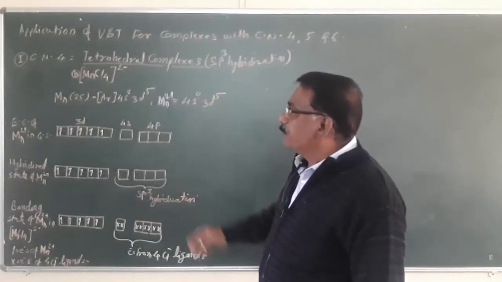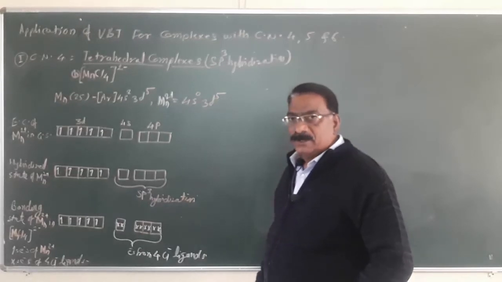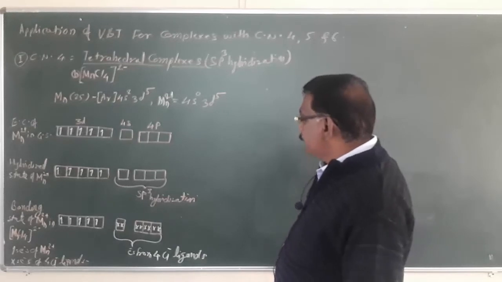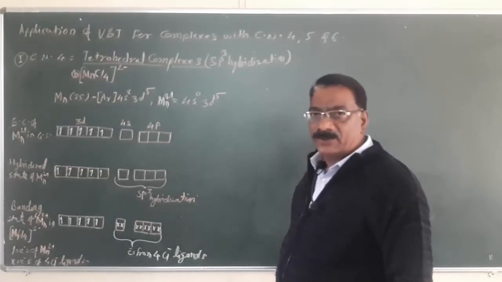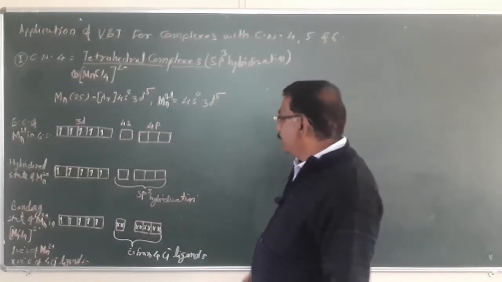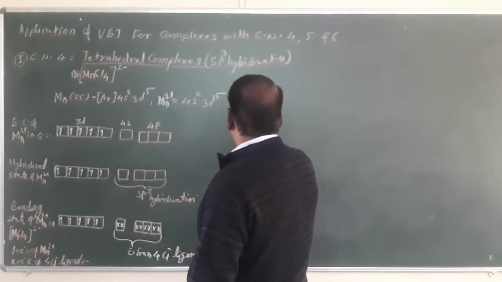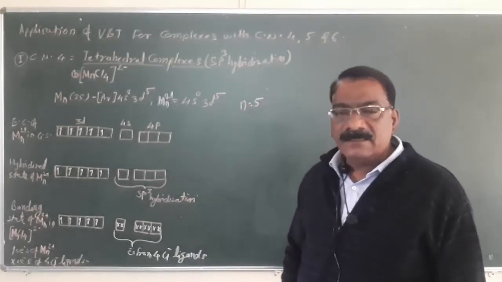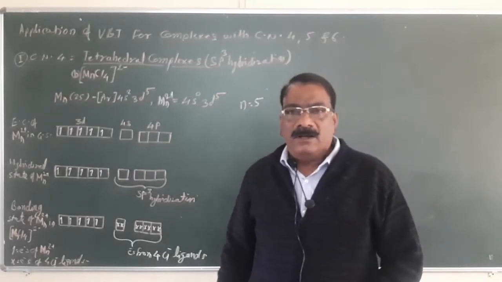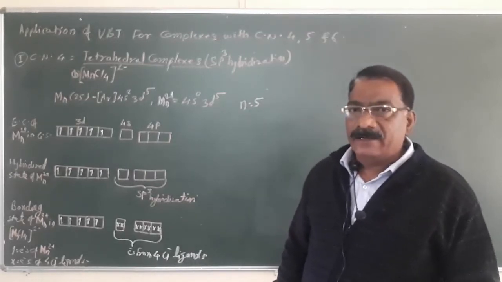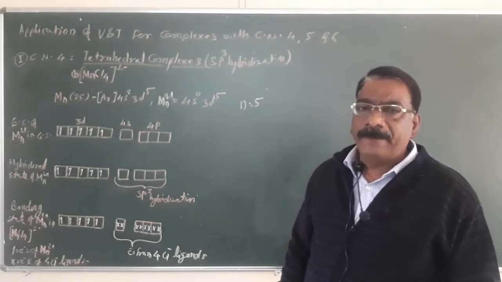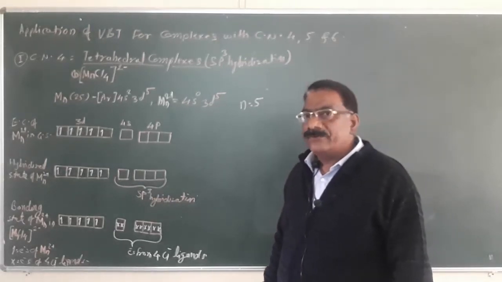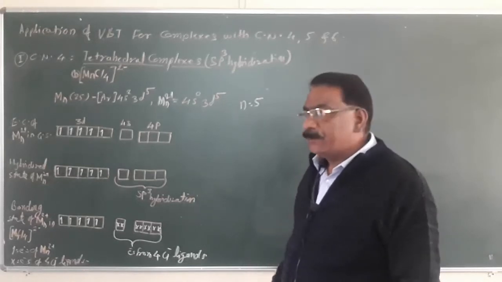When we see the valence bond picture, VBT shows that there are 5 unpaired electrons, so n is equal to 5. As these unpaired electrons are there, this complex is paramagnetic, and for paramagnetic complexes we calculate the magnetic moment.